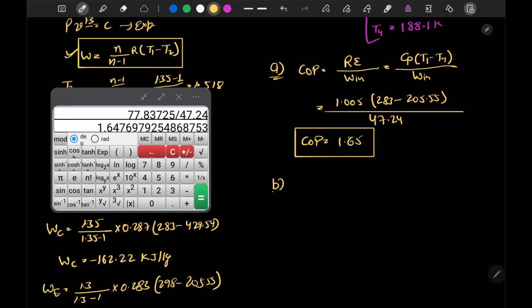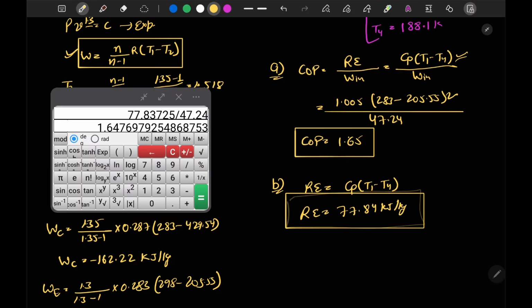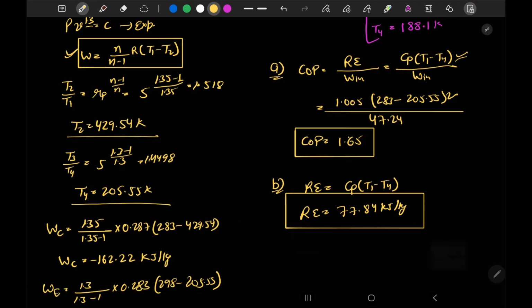Now part B asks what is the refrigeration effect. The refrigeration effect can be written as Cp times T1 minus T4, like I have calculated the value here. If I substitute all the values, I obtain 77.84 kilojoule per kg. So this is our answer for part B. I hope you understood till this question.